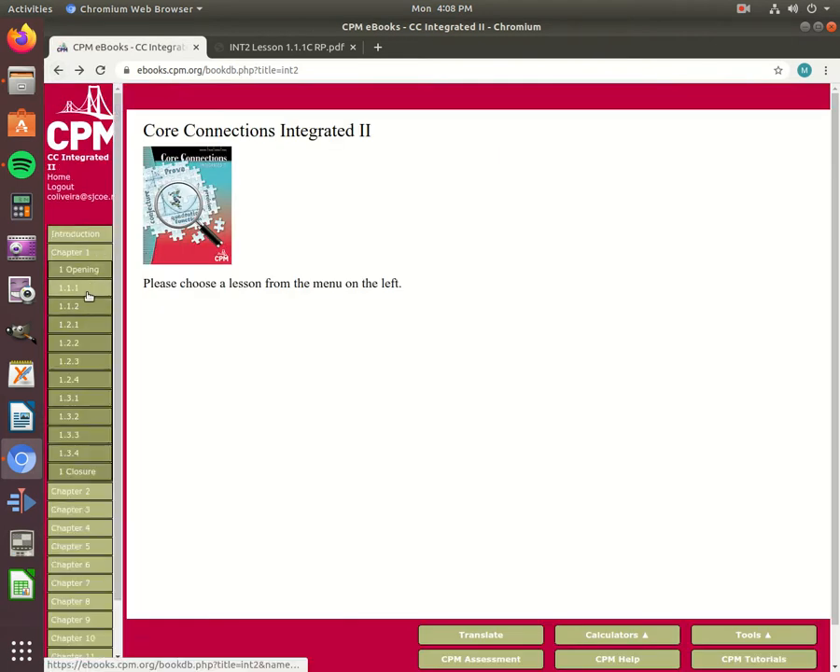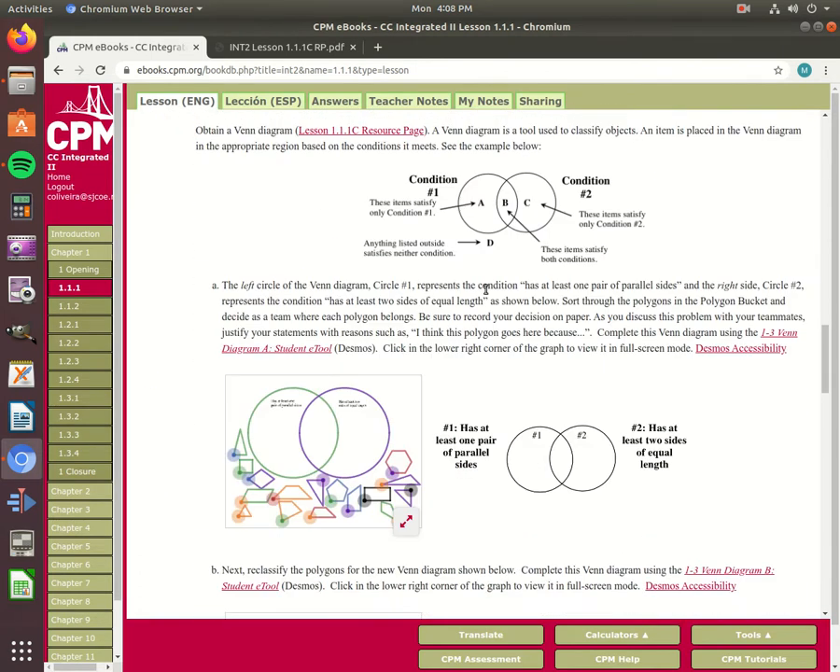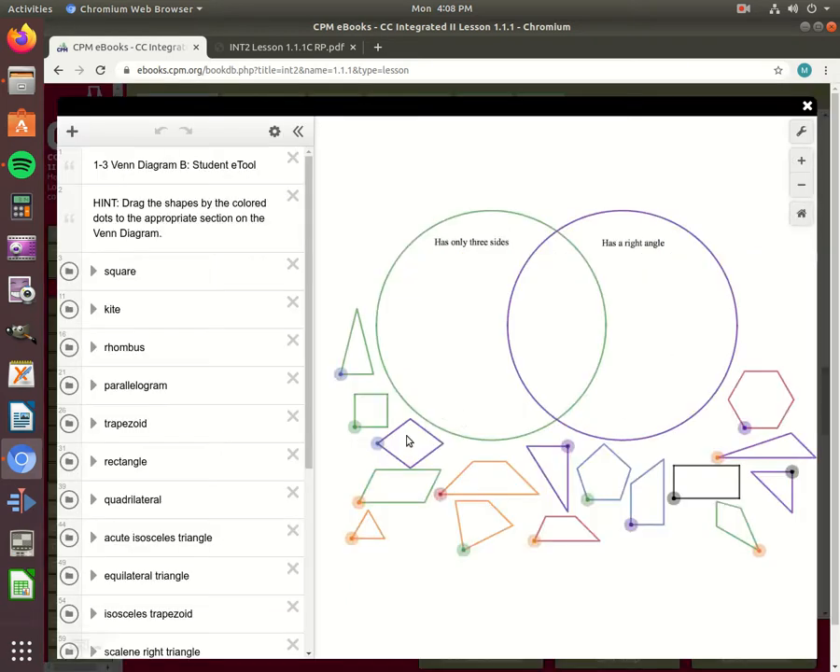If we go to problem B. Problem B has only three sides and has a right angle. All right, so let's go ahead and see what that would look like. So a square has a right angle, but it isn't three sides.